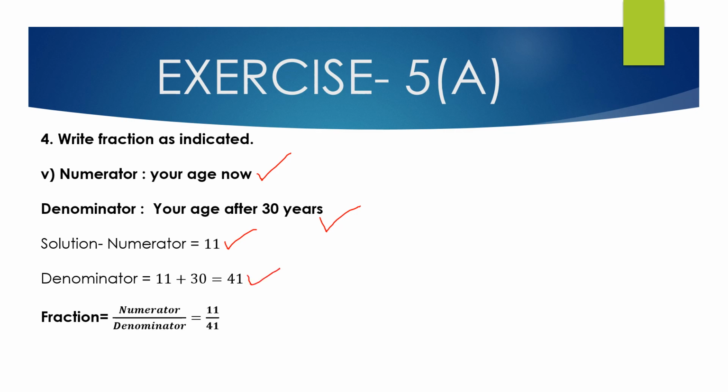So the denominator is your age after 30 years. Your age is 11 now and after 30 years means 11 plus 30. So it is 41, so we get the denominator 41 years. We know fraction is numerator divided by denominator, and we get the numerator 11 and the denominator 41. So the fraction is 11 divided by 41. 11 is the numerator and 41 is the denominator.